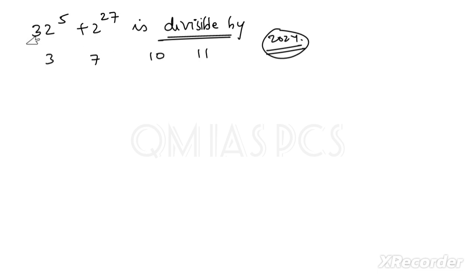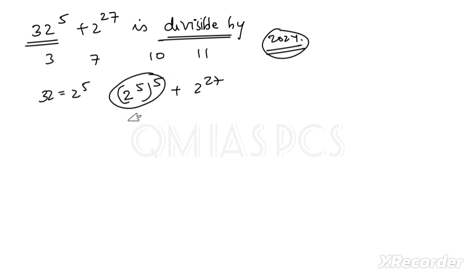Okay, 32 means what? 32 means this is 2 power 5. So can we write 2 power 5 to power 5, plus 2 power 27? So this value will be 2 power 25. Why? This 5 and this 5 will get multiplied. And here is 2 power 27.